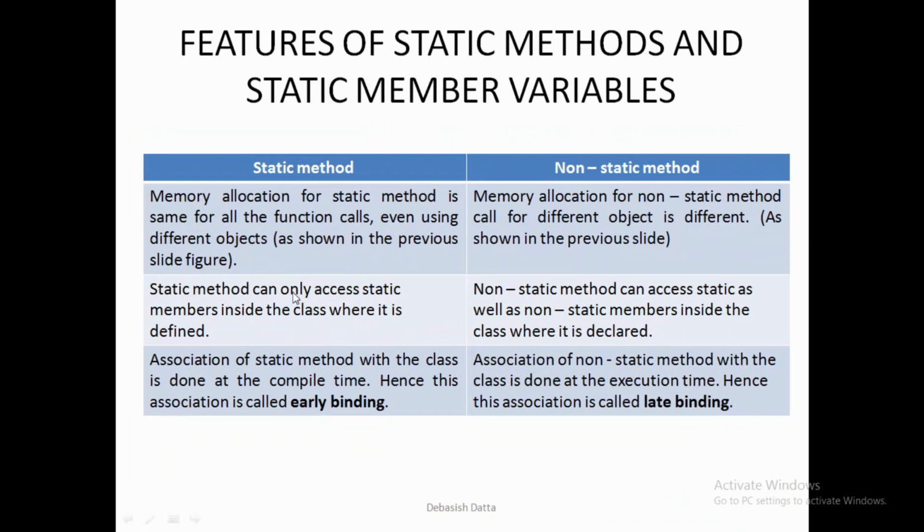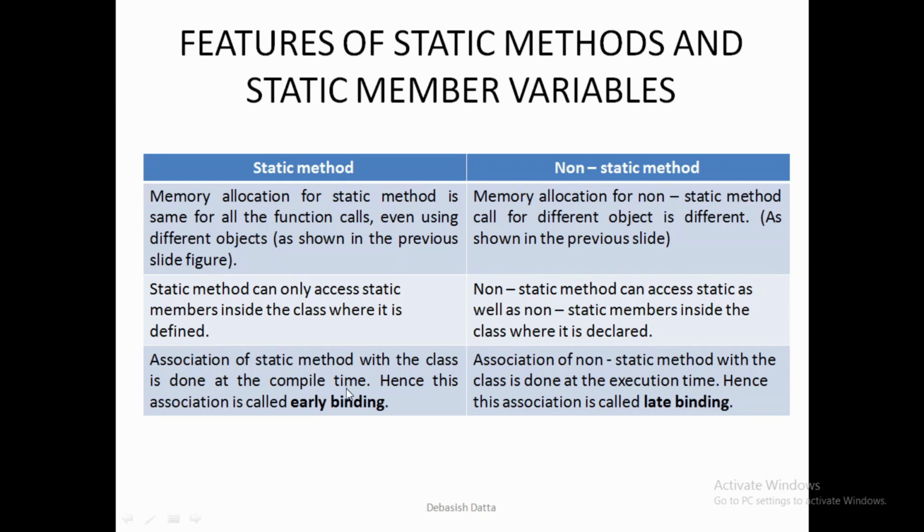A static method can only access static members inside the class where it is defined, as we have seen in the program just a few minutes back. A non-static method can access static as well as non-static members inside the class where it is declared. Association of a static method with the class is done at compile time.